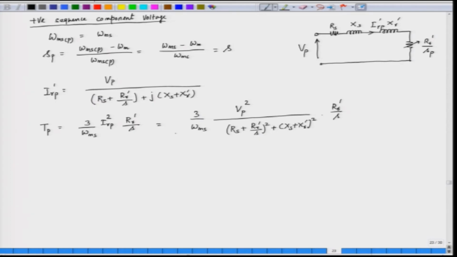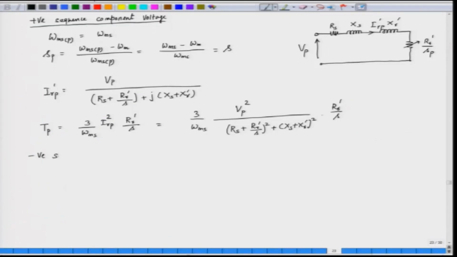What about the effect of the negative sequence component on the operation of the induction motor? So, we now apply the negative sequence component voltage. We have a similar equivalent circuit here, but our sequence component is negative.